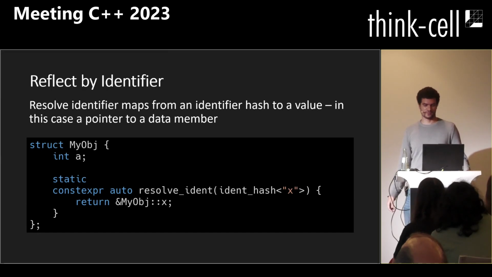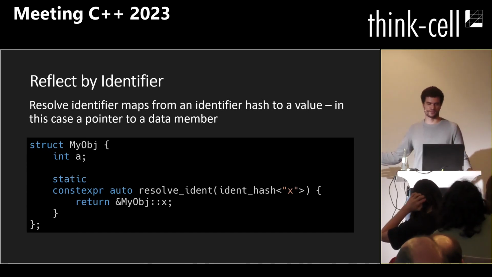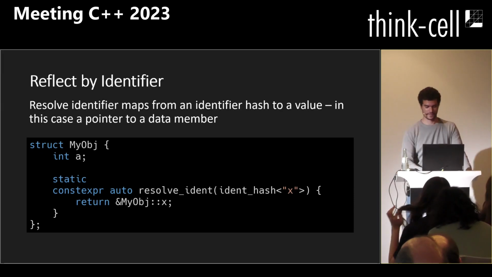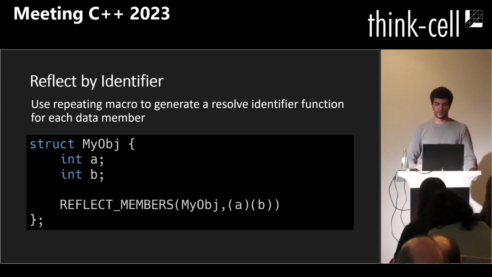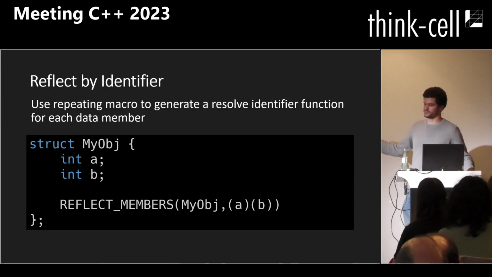For the sake of fitting the code in slides, the word identifiers were shortened to ident. Here we have a static member function called resolve identifier that maps an identifier to a pointer to data member. It uses function overloads as a lookup table, and it computes 32-bit hash values of the string literal, similar to what we've seen in the macro rules library. We can wrap it in a repeating macro to generate a resolve identifier function for each one of the data members.